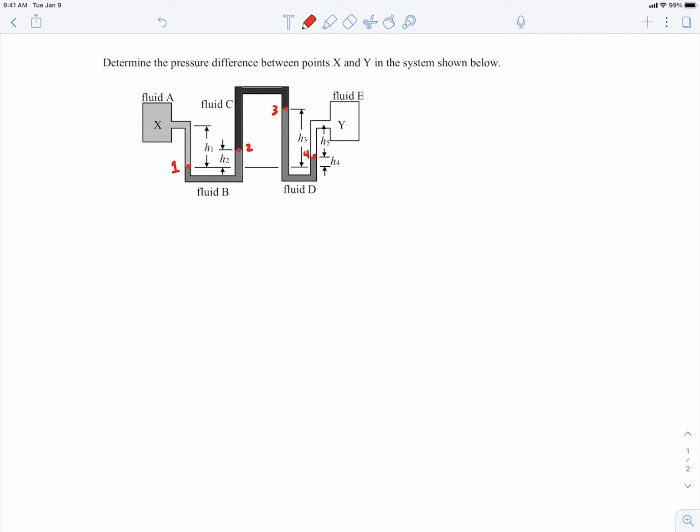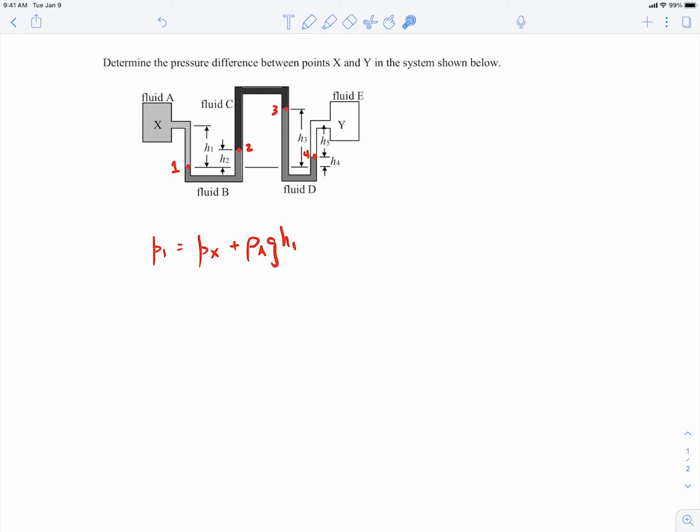We're going to find the pressure at 1. We're going to start on the left-hand side and then work our way around and eventually get to the pressure at Y. So first of all, I'm going to find the pressure at 1, starting with the pressure at X. So I'm going to find the pressure here, starting with the pressure here, and I'm moving down a distance of h1, so I'm going to add in the weight of that fluid, fluid A. I guess it's fluid A, not fluid X. And we're moving down a distance of h1.